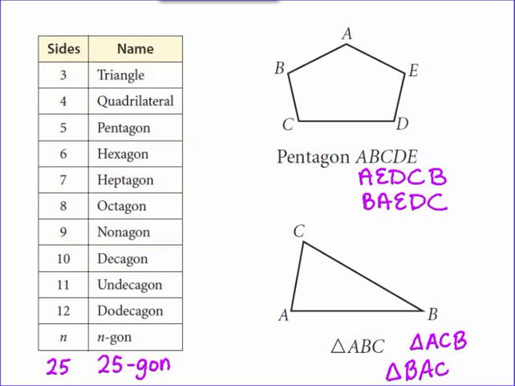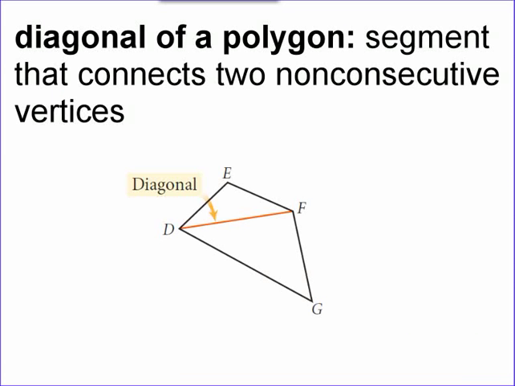So now let's go ahead and look at what we have next. We have the diagonal of a polygon. This is something where the diagram speaks volumes more as to what it is as opposed to the definition. The definition of the diagonal of a polygon is a segment that connects two non-consecutive vertices. It connects two non-consecutive vertices.